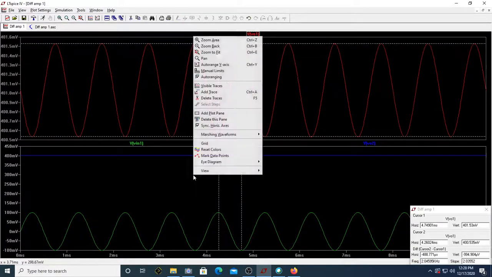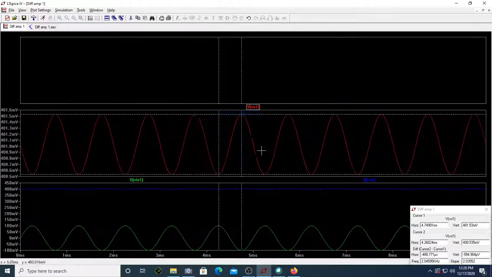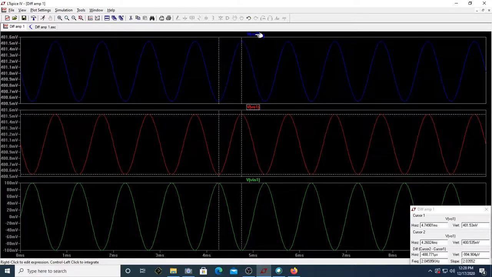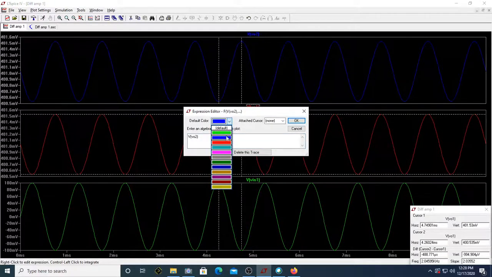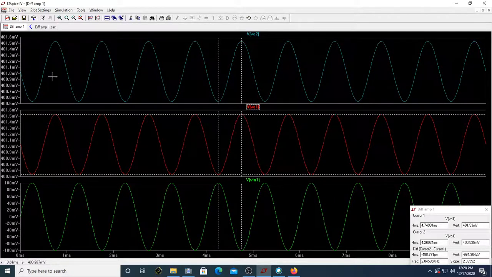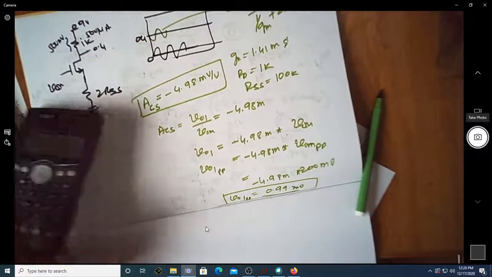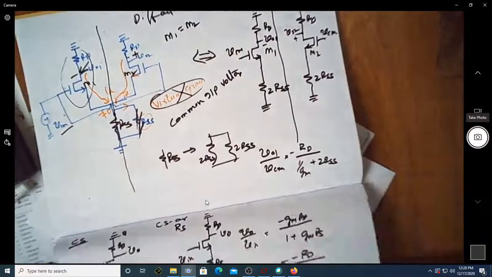What I'll do is put this V02 in a different pane, in a different color. See now. If you carefully notice, V01 and V02 are actually in the same phase, but both of them are out of phase with the input voltage. Both of them are out of phase with the input voltage.